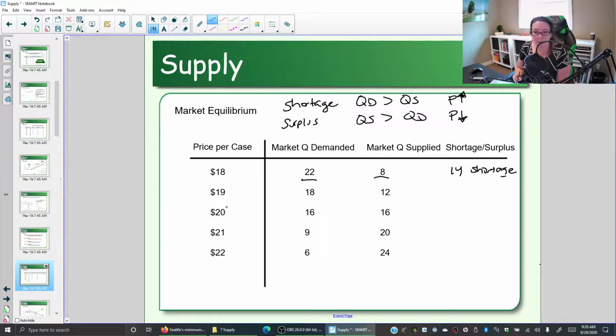As the price goes up to $19, the amount that customers are willing and able to buy is less. Law of demand. As the price goes up, there's less that we are able to buy, and perhaps less that we're willing to buy because we'll switch to drinking something else. But at the higher price, businesses are willing and able to sell more. So here we have quantity demanded of 18, quantity supplied of 12. So do we have a shortage or a surplus? We have a shortage of 6.